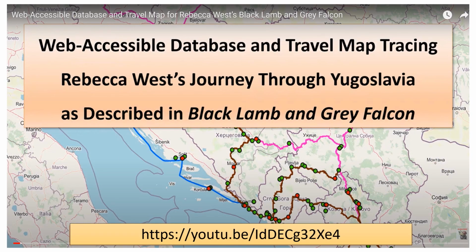Of course, the full process for using maps for literature research extends far beyond just finding maps and places on maps. For a detailed example of what such a process might look like, check out this video describing a web-accessible database and travel map tracing Rebecca West's journey through Yugoslavia as described in her book Black Lamb and Grey Falcon.